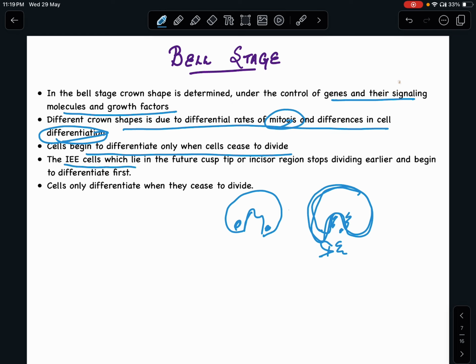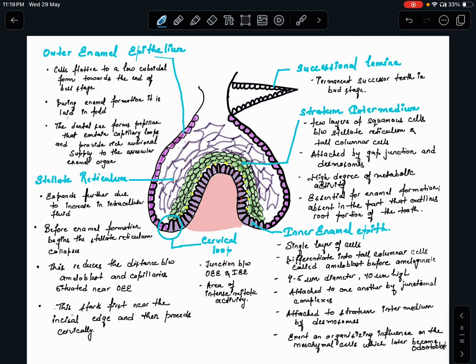The inner enamel epithelium cells which lie in the future cusp tip or incisor region stop dividing early and begin to differentiate first. So the cells in here, and you say this is the area with the incisor tip, okay, the cells in here will stop dividing. They will start differentiating first, and this area may still keep growing, but these will start differentiating first.